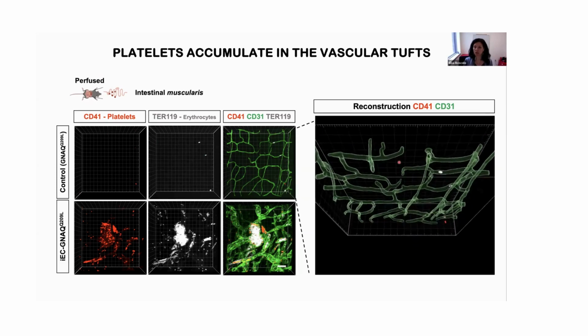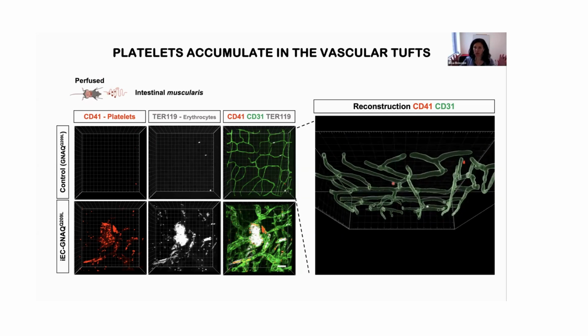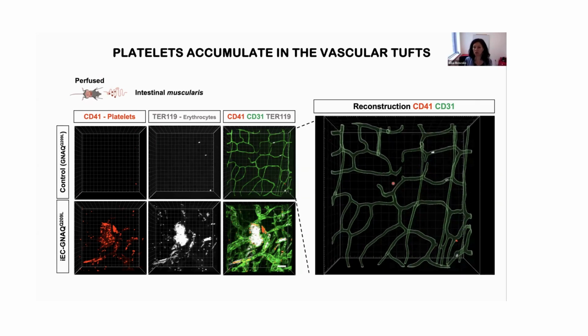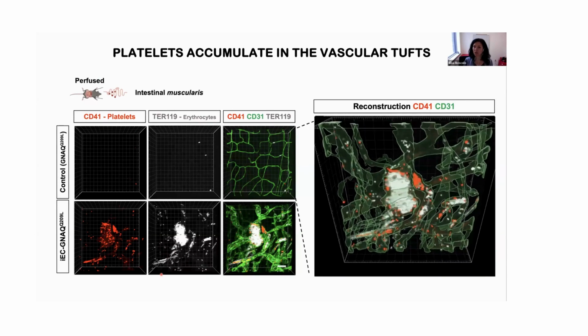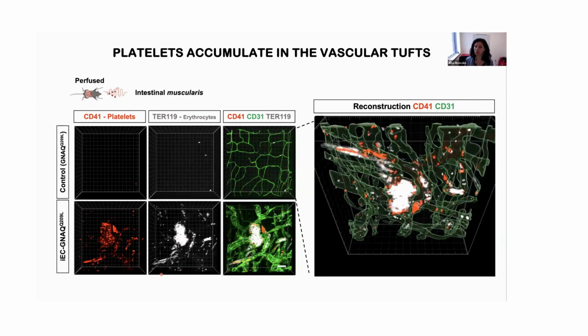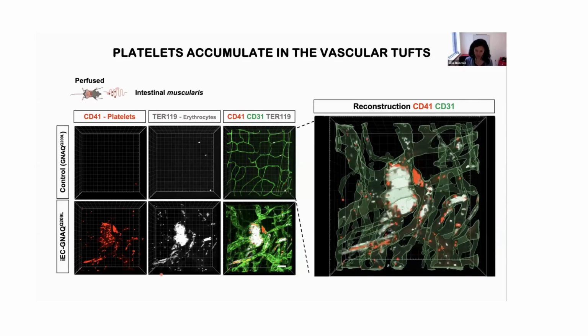You can see a 3D reconstruction. Effectively here, the perfusion washed away all the blood. We don't see any TER119 or CD41 positive signal. But in the mutant blood vessels, you can see that even if we perfuse, these platelets and erythrocytes stick, especially in the tuft area, in those enlarged malformed vessels.